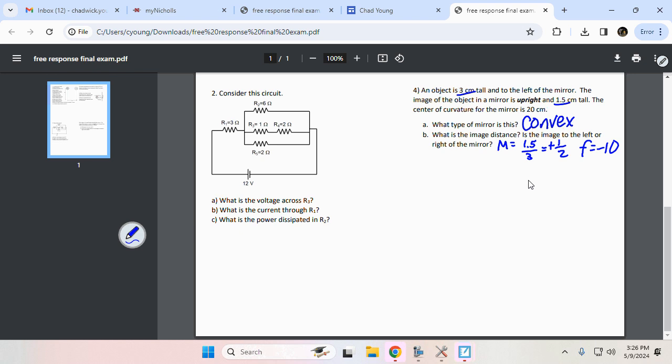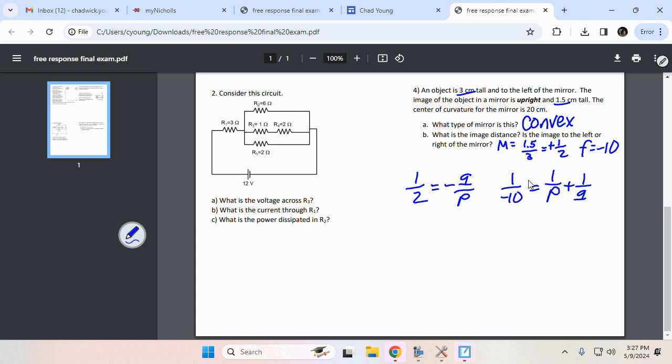Then you have to solve the system of equations. So I recommend that you do it just like this. You say the magnification is equal to negative Q over P. And then 1 over F, that's 1 over negative 10, is equal to 1 over P plus 1 over Q. Like I said, I would lay it out just like this on your exam. Y'all did actually pretty well on this one on this past exam.